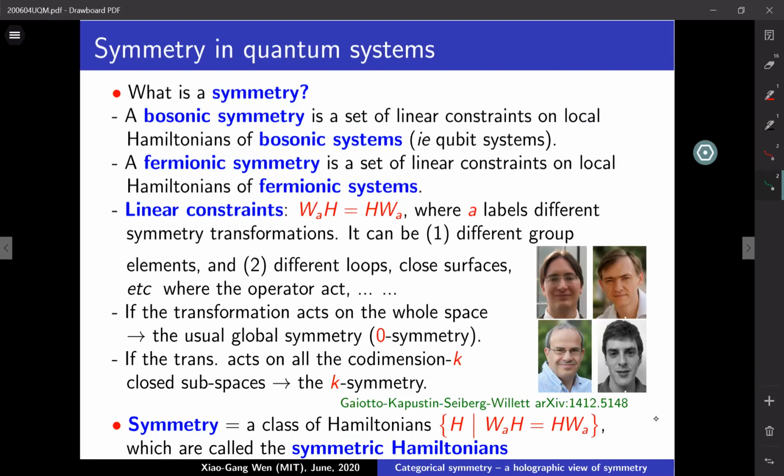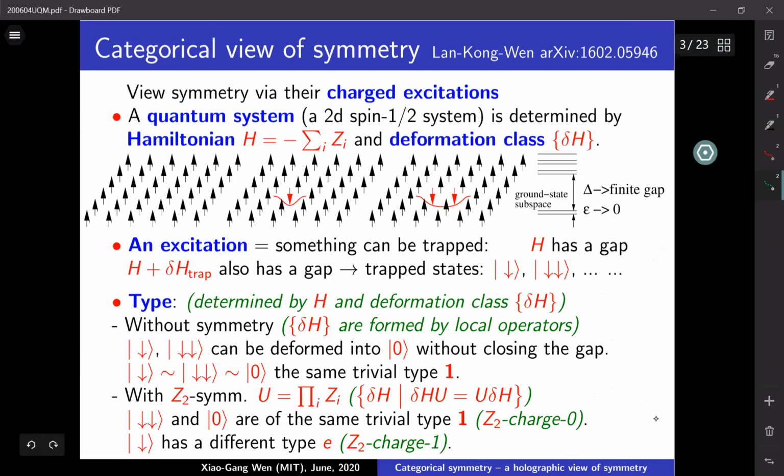And today I'm going to discuss several other ways to select this class of Hamiltonians, rather than from a commutation relation or some linear algebra. The first way is the so-called categorical way to view symmetry. This way is also familiar to physicists. It's just using conservation laws to describe symmetry rather than the commuting algebra.